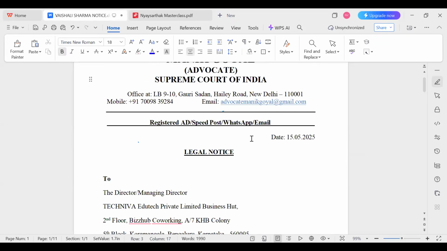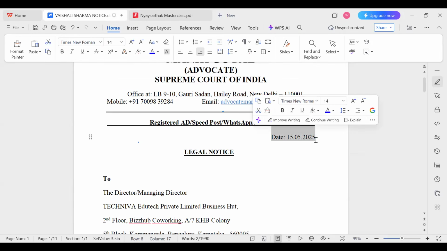This is for speed post purposes. Registered post was used before September 1st. It is not used right now because this is old. Right now, registered post is not available with any of the India Post services. Earlier, we used to send legal notices via registered post only, because it was more or less a convention between advocates that you have to send a legal notice via registered post. You can send that via speed post, by WhatsApp, or by email also.